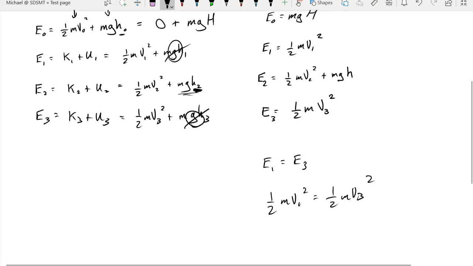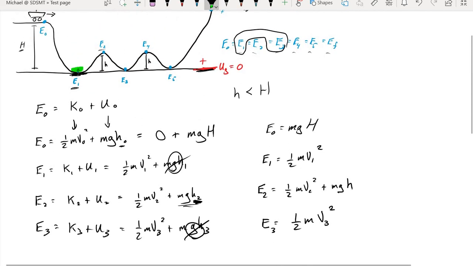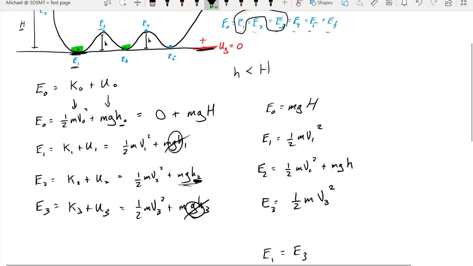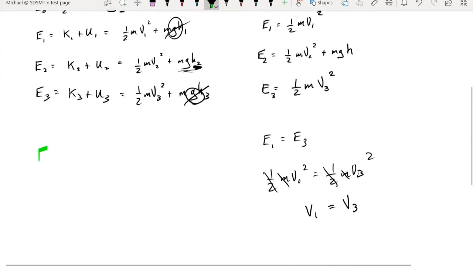And what happens? Well, we lose the halves, we lose the mass values, and it turns out that the speed at site 1 will have to equal the same speed at site 3. So at the bottom of each of these hills, we're going to have the same velocity. Well, is that going to be true for the bottom of the next hill, E5? Let's jump ahead to E5. We'll come back to E4 in a moment.